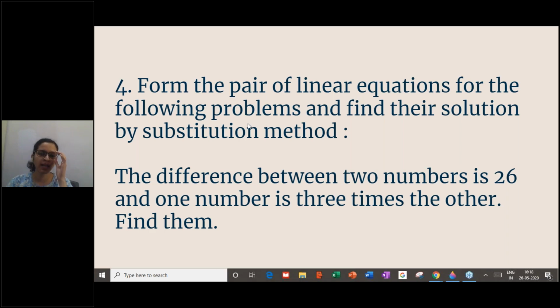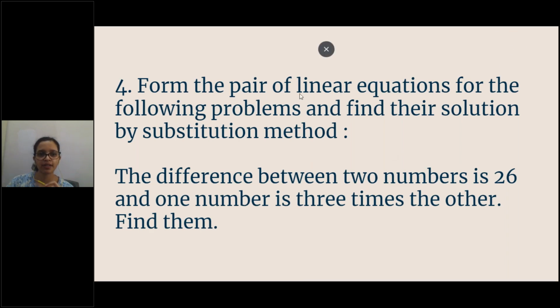Word problems. This is the last part of the chapter. Here, you need to either find the values of x and y, or you just need to form an equation and verify them graphically. These two kinds of questions you do get. I've just taken basic level ones for today. We'll deal with the higher level word problems in the next practice session. Form the pair of linear equations for the following problems and find the solution by substitution method. You'll get some questions like this where it specifies to use the substitution method, so then you cannot use the other two.